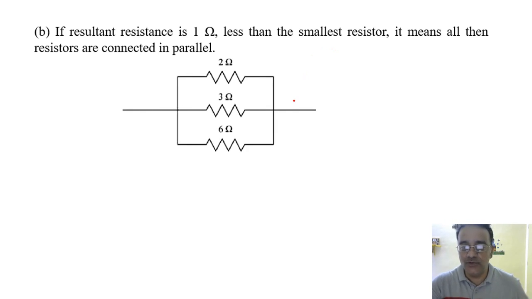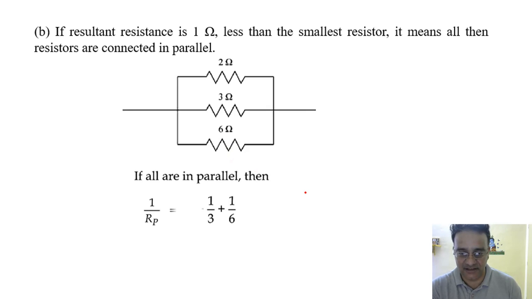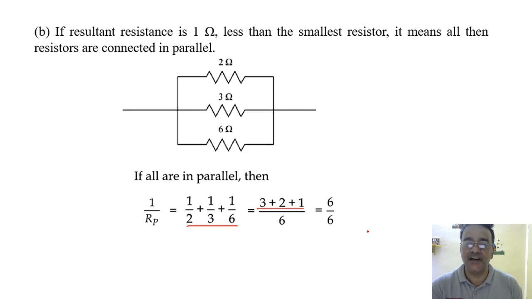So now we are going to verify mathematically. So if all are in parallel, so 1 upon Rp is equals to 1 upon 2 plus 1 upon 3 plus 1 upon 6. Now the LCM is 6, यहाँ पे 3 आ जाएगा, 2, 1. So we are getting 6 by 6. That means Rp is equals to 1 ohm. So verified.